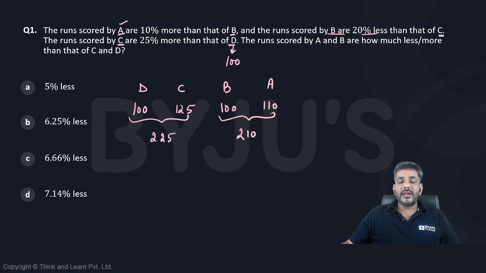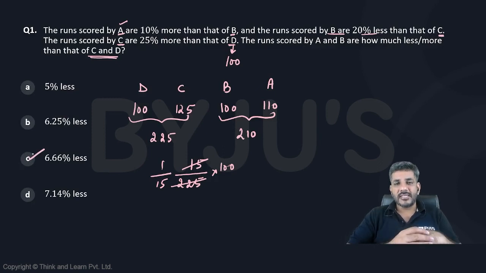So this 210 is how much more or less than 225. Of course, I see the difference between them is 15, and because it is compared to the base of C plus D, that is 225, so 15 divided by 225 into 100 would be my answer. 15 by 225 is basically 1 by 15, and 1 by 15 is 6.66%. So I can say score of A and B is 6.66% less than the score of C and D together.